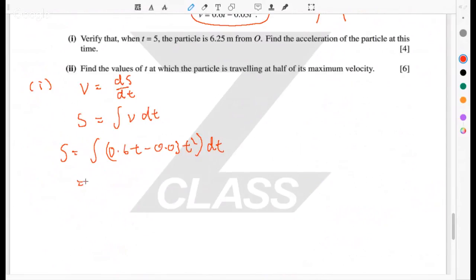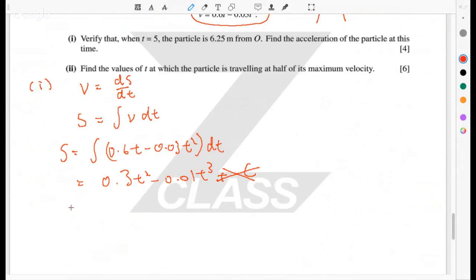and that's 0.3t squared minus 0.01t cubed, and we'll have a constant of integration c flying around. And we know that when t equals 0, the particle is at the origin. So c must be 0 as well. So you can just get rid of the integration constant.